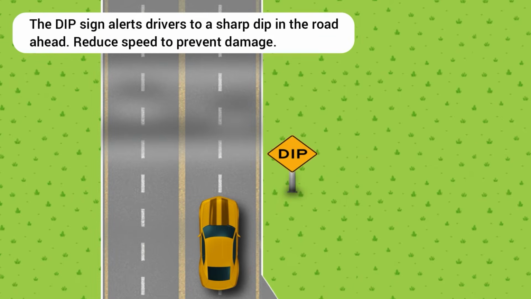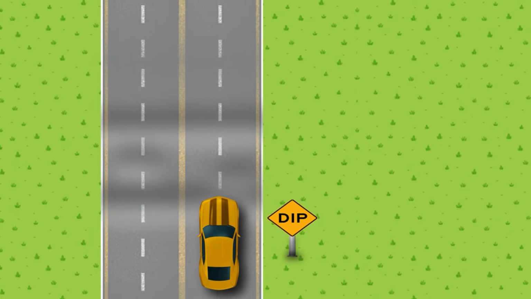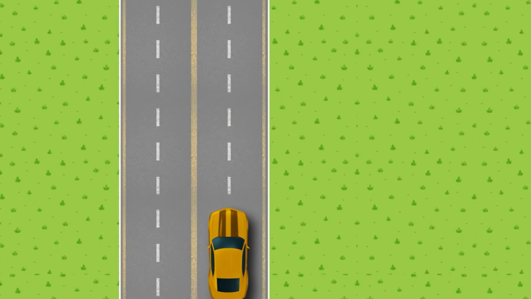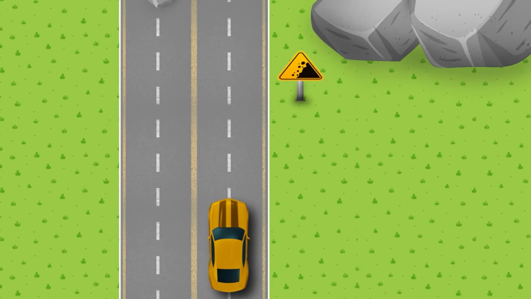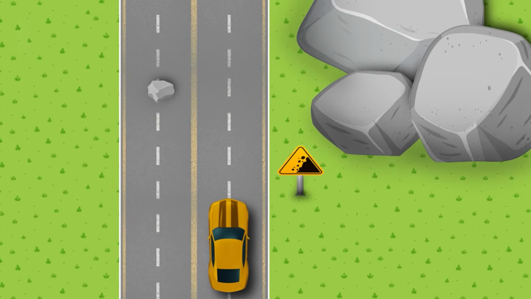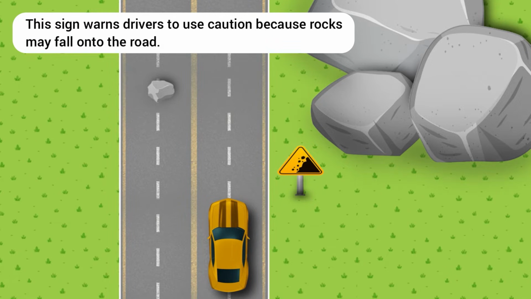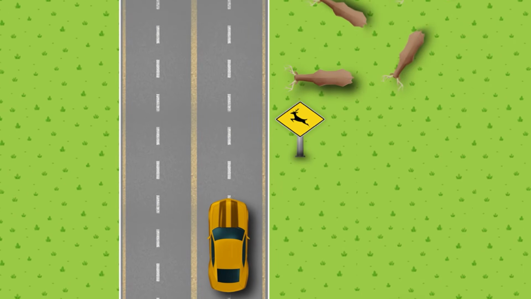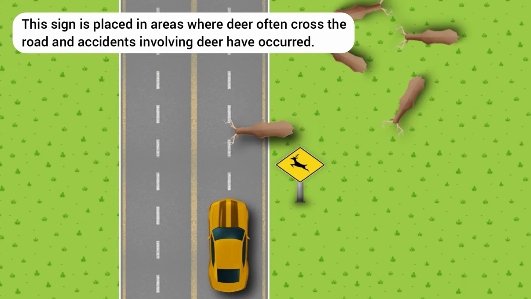The DIP sign alerts drivers to a sharp dip in the road ahead. Reduce speed to prevent damage. This sign warns drivers to use caution because rocks may fall onto the road. This sign is placed in areas where deer often cross the road, and accidents involving deer have occurred.